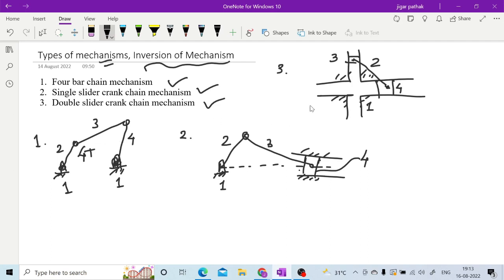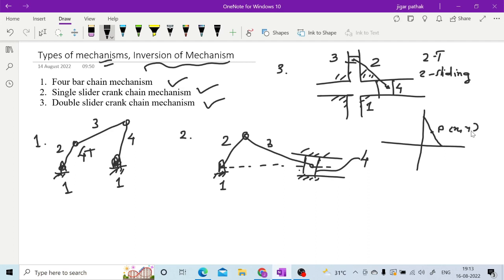In the double slider crank chain mechanism, as I have told you, you will have 2 turning pairs and 2 sliding pairs, right? Generally this is used in the elliptical trammel. So if you see the third point, this double slider crank chain mechanism, a particular point on it is going to travel along an ellipse.